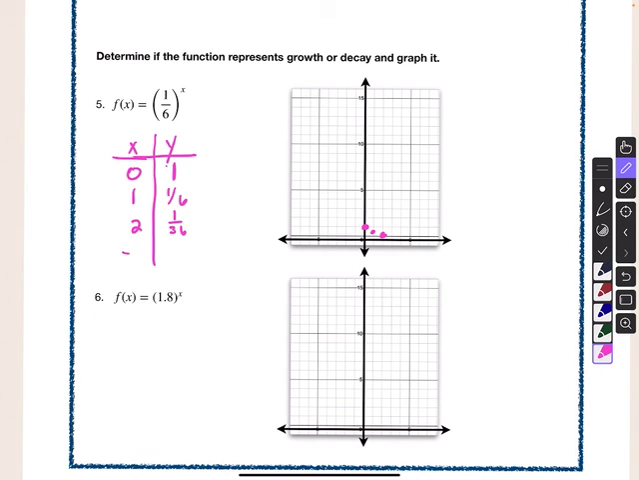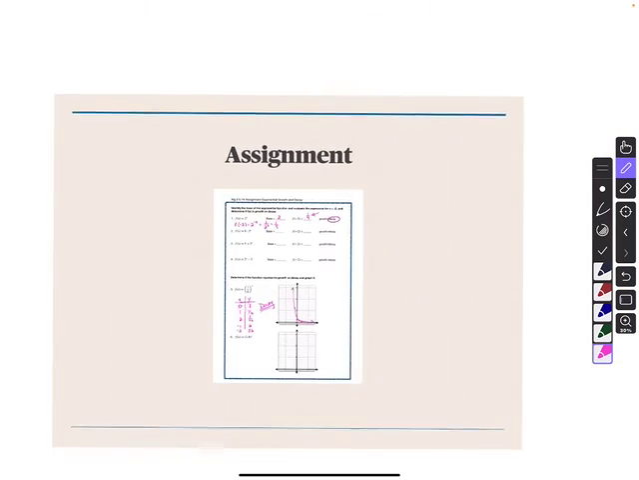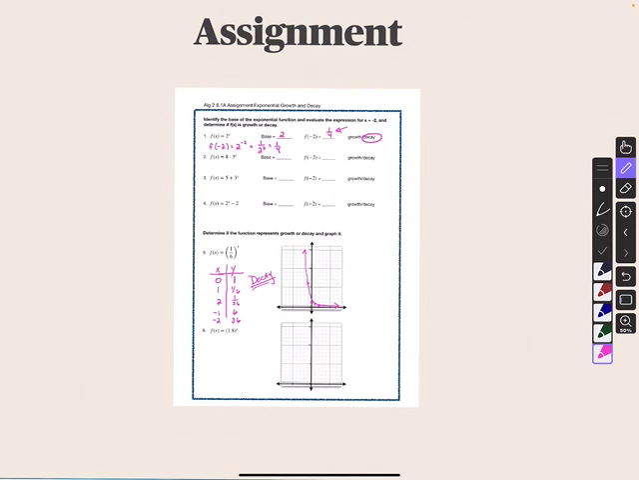Let's plug in some negatives. Negative 1, I flip it over, gives me 6. Negative 1, 6 is right there. And negative 2 would flip it over and give me 36. Way off the charts. So this is a very steep decaying function. Like so. And we'll write decay next to it. Okay. So that's all you're doing for 5 and 6. That is it.